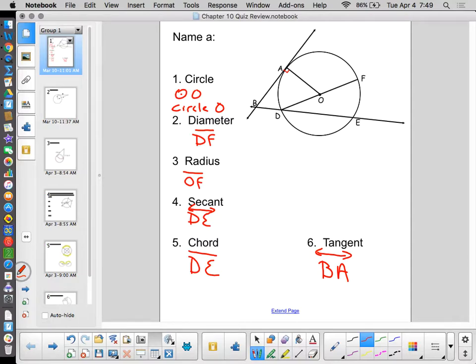So naming parts of a circle. That's pretty straightforward. But where people are going to mess up is the symbols. And if you don't have the right symbol, the answer is wrong, period. Okay, it's not partial credit. Either you have it or you don't. And the symbol's part of it. So keep that in mind tomorrow as you're taking this quiz, that the symbol is as important as the letters you're using. You got to name it properly.